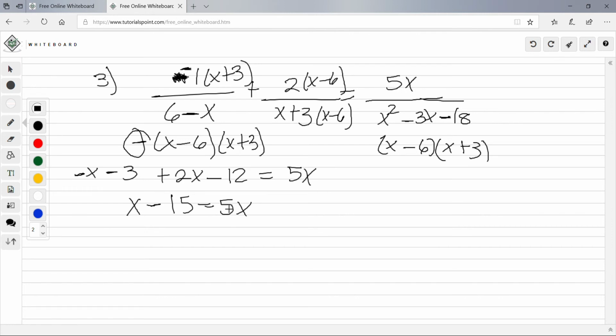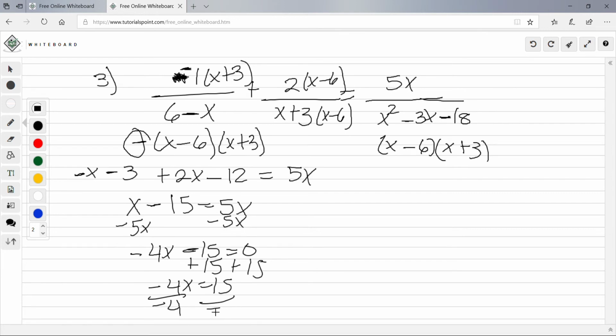We want to solve for x, so I will subtract 5x. So negative 5x plus x is negative 4x, minus 15 equals 0. Add 15 to both sides. Negative 4x equals 15. Divide by negative 4. So x equals negative 15 fourths.